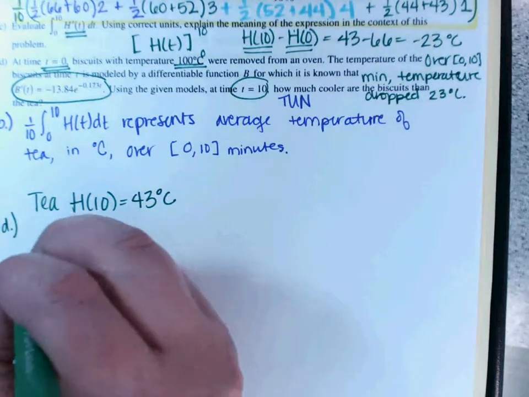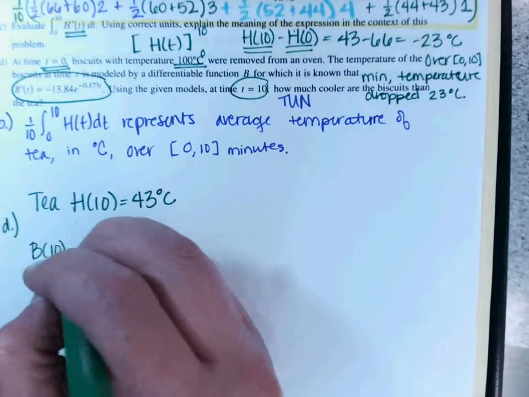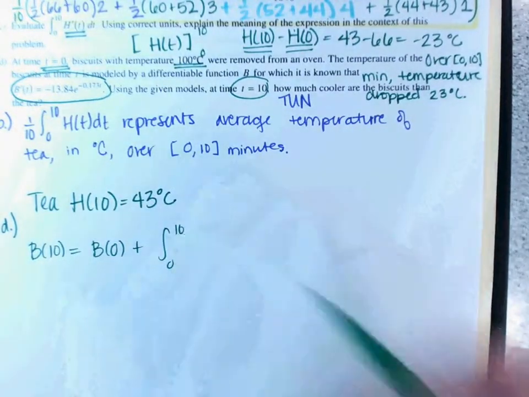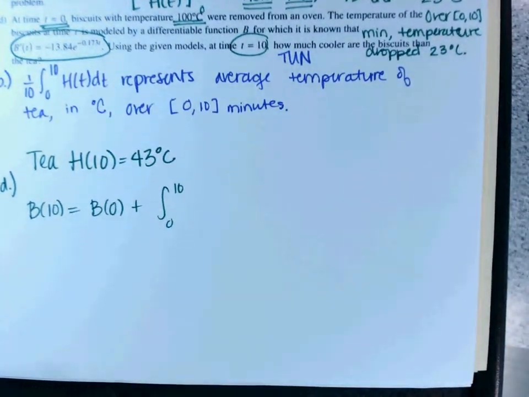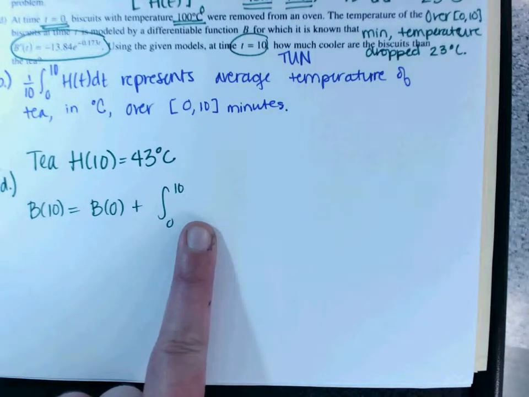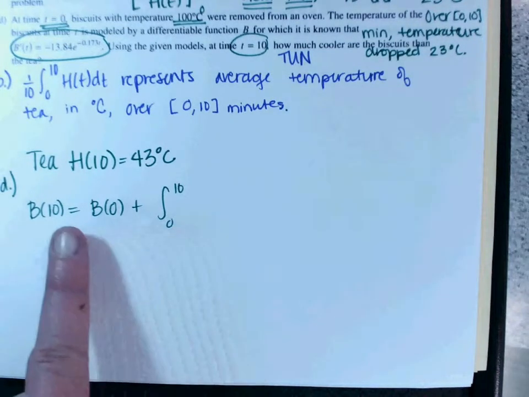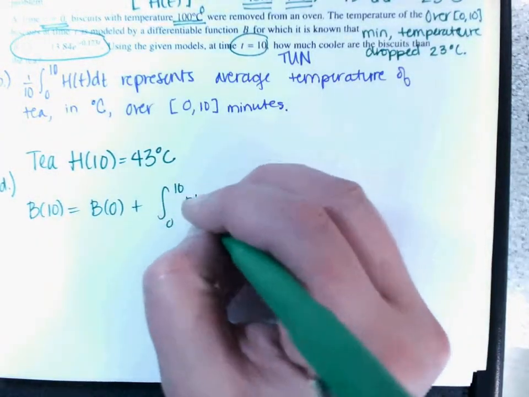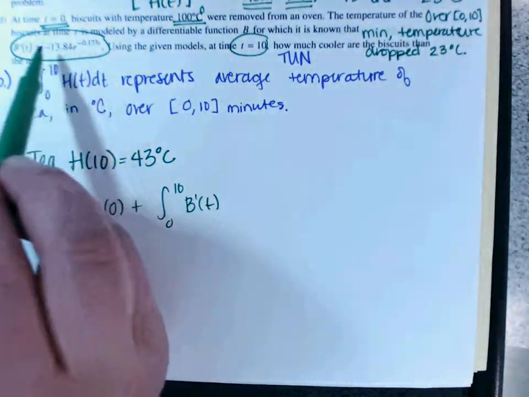So I do the biscuits of 10 equals the biscuits of 0 plus the integral from 0 to 10. And remember, whatever goes in here should be the derivative of what's on the outside. So if these are biscuits, then on the inside should be B prime. And notice that's exactly what they gave you.